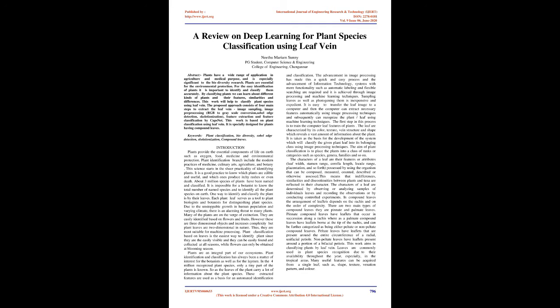The advancement in image processing has made this a quick and easy process, and with the advancement of information technology, systems with more functionality such as automatic labeling and flexible searching are required, and it is achieved through image processing and machine learning techniques. Sampling leaves as well as photographing them is inexpensive and expedient. It is easy to transfer the leaf image to a computer, and then the computer can extract necessary features automatically using image processing techniques, and subsequently can recognize the plant leaf using machine learning techniques.